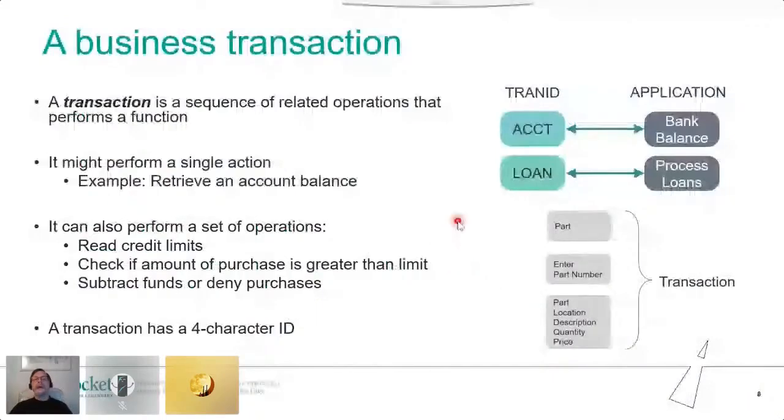So to understand terminology in the world of CICS, we have to understand the terminology in the rest of the world and how it relates to CICS. So we all know we can have a business transaction, which is just a sequence of related events. An example would be retrieving an account balance, right? In the world of CICS, we use a four-character TRAN ID to represent an application that we want to run, simply because when CICS was designed, it used four-character TRAN IDs.